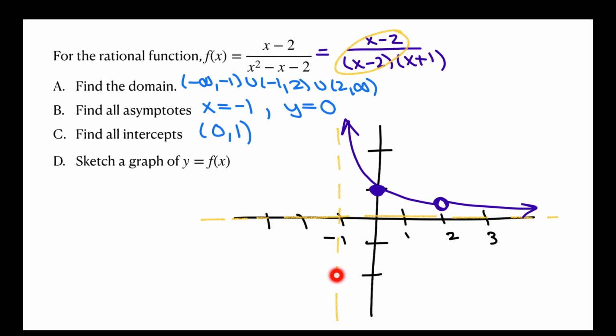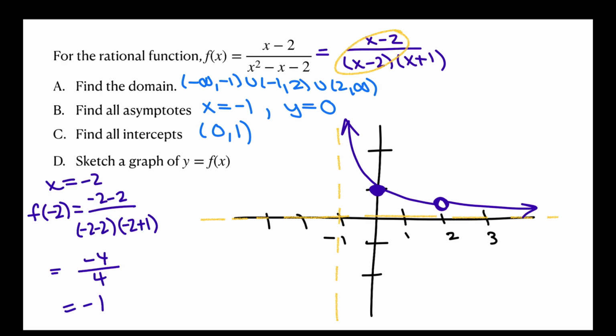On the other side of that vertical asymptote, to the left of x equal negative 1, unfortunately, I don't have any information. So I'm going to plot another point by just picking an x value and plugging that into my function. So I chose x equal negative 2. That's smaller than negative 1. I plugged that into my function, and I got y equal negative 1. So I know that when x is negative 2, the y value is negative 1.